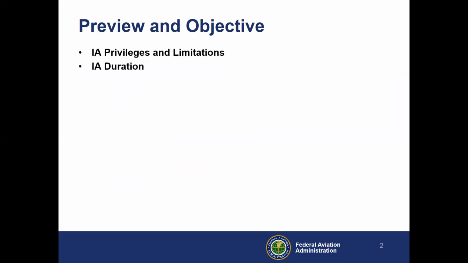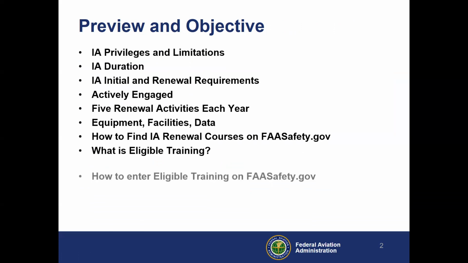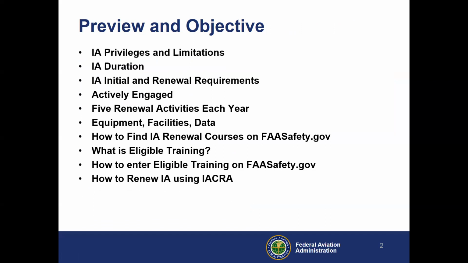So tonight we're going to look briefly at IA privileges and limitations, the duration of your IA, and initial and renewal requirements. We're going to look at what does actively engaged mean, and the 5 renewal activities that are required each year. We'll look at equipment, facilities, and data. Then we're going to show you how to find IA renewal courses on our website, FAAsafety.gov. We're going to look at what constitutes eligible training for IA renewal, and show you how to enter eligible training on FAAsafety.gov. And lastly, we're going to go through the renewal process using the IACRA website. Our objective tonight is to reduce errors in IA renewal applications.